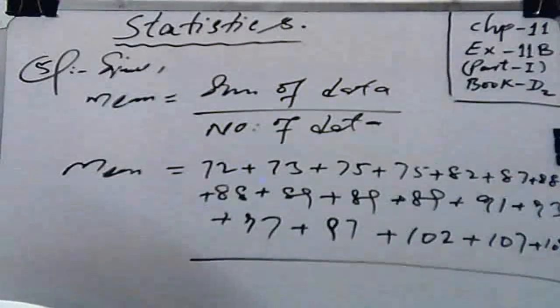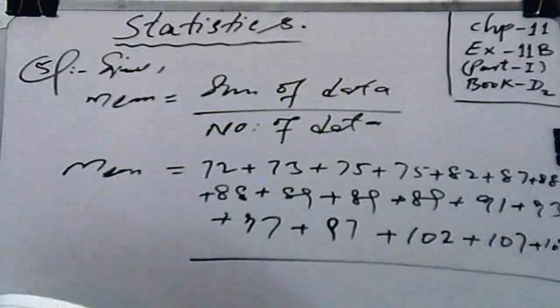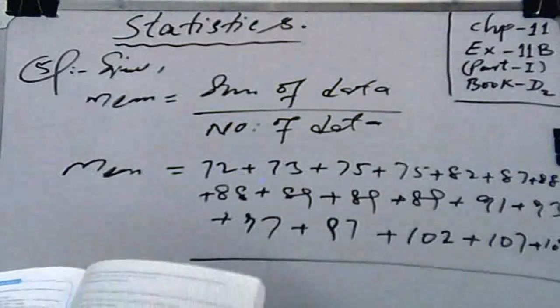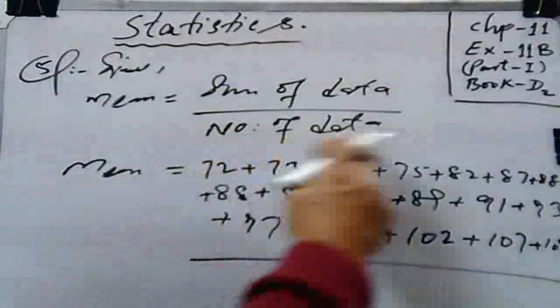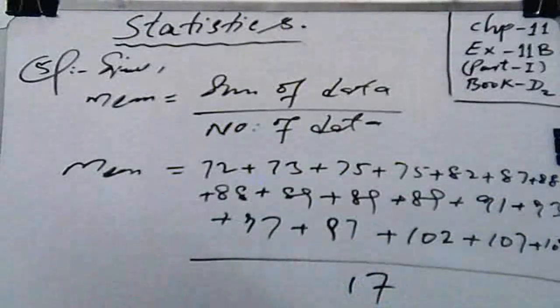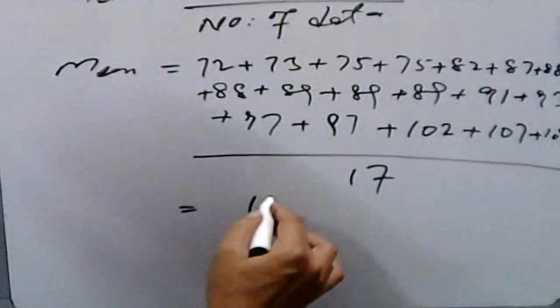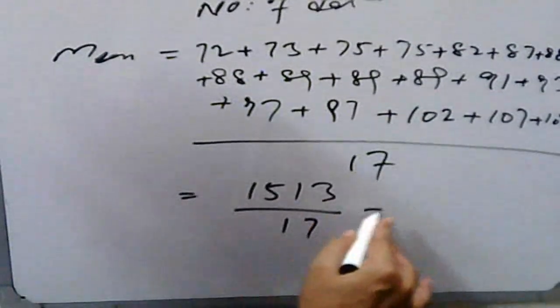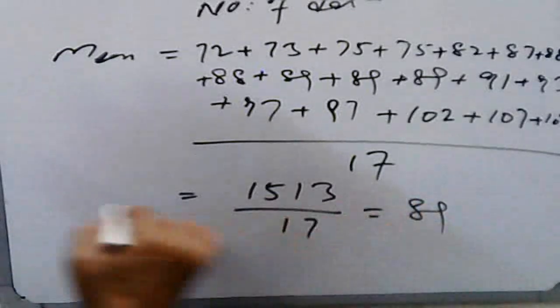In this way, if we sum all the data, you divide by the number of data, which is 17. If you count 1, 2, 3, up to 17, so it means divided by 17. After simplification you will get 1513 divided by 17, so your result is 89. So 89 is your mean.